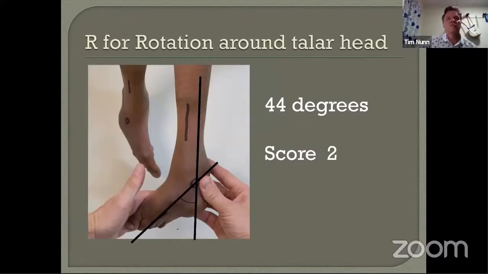Finally, half a rotation around the talar head. So we've drawn a line down the foot, down the tibia, intersecting with the exposed talar head, and then up between the second and third toe interspace, and measured the resulting angle, which is 44 degrees here. That's less than 45 but greater than 20, which scores a 2.